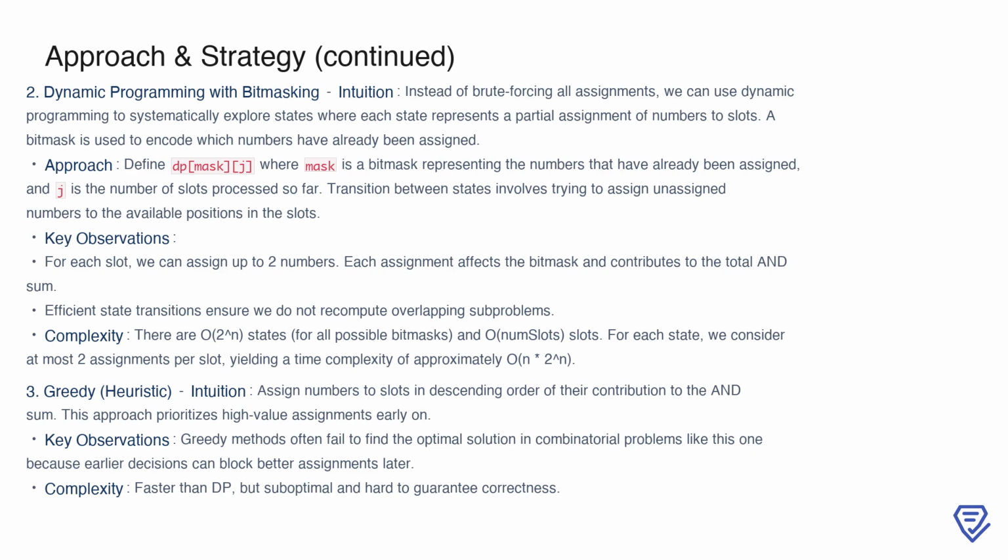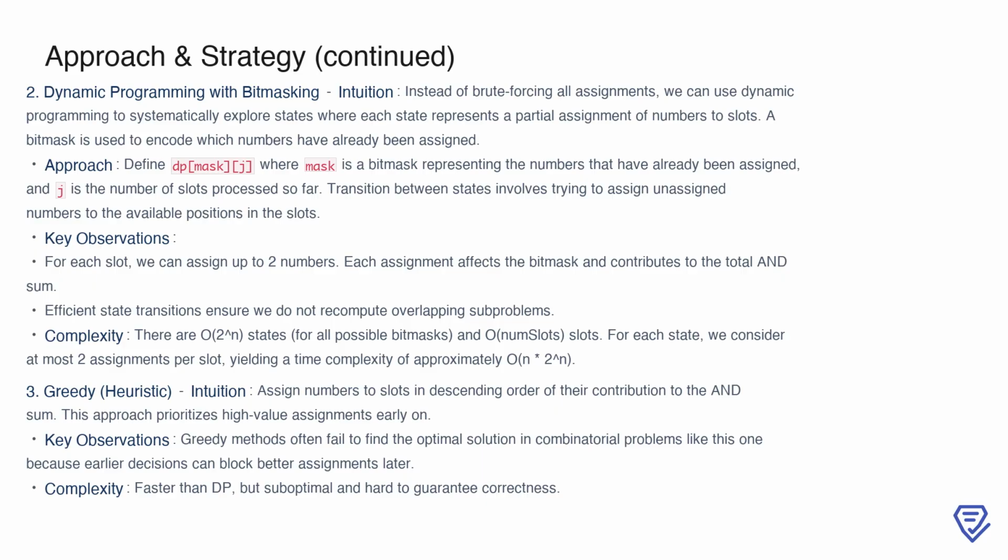Specifically, we define dp[mask][j], where mask represents the set of numbers already assigned, and j tracks the number of slots processed. Transitions between states occur as we try assigning unassigned numbers to available slots, updating the bit mask and contributing to the total AND sum. This approach avoids recomputing overlapping subproblems, significantly reducing redundant calculations.